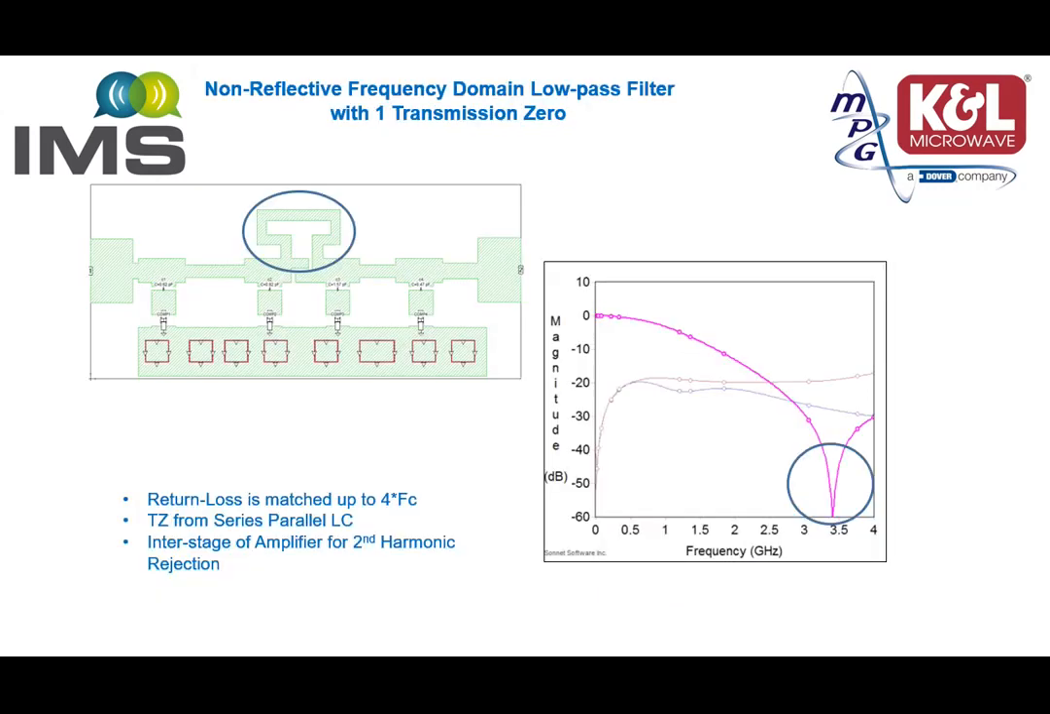Here is an example of a non-reflective frequency domain low-pass filter with one transmission zero, realized by the series parallel LC configuration in the center of the filter and exhibited in the S21 curve as an enhanced rejection at a prescribed frequency. This prescribed frequency can be, for instance, a second harmonic of a fundamental between the stages of an amplifier. The return loss S11 and S22 is matched up to 4 times FC.